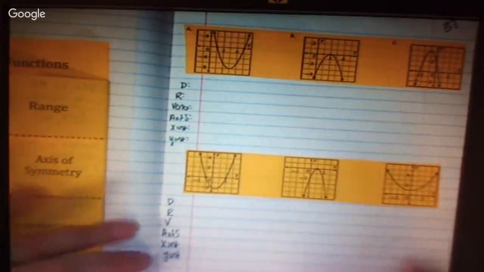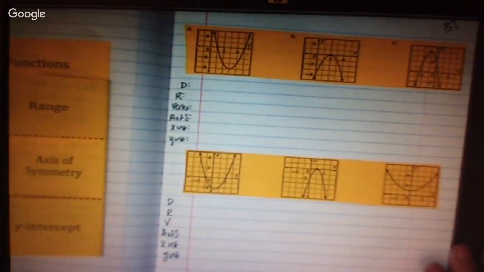Are they the same graph? No, they're all different.